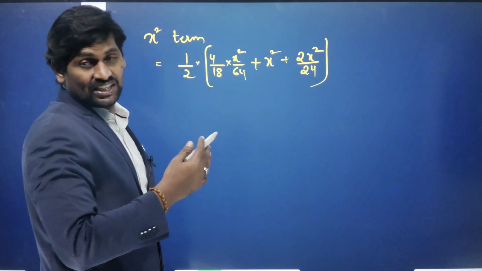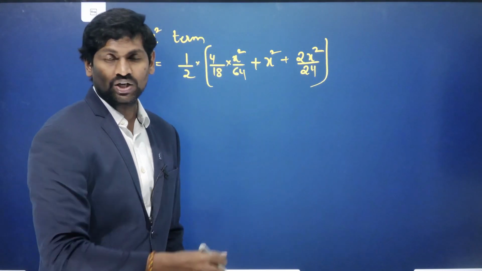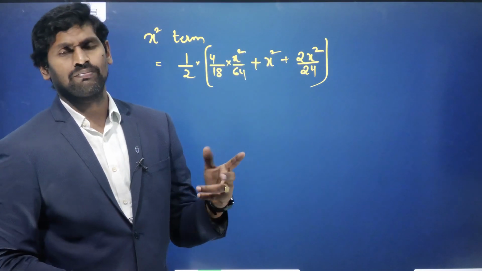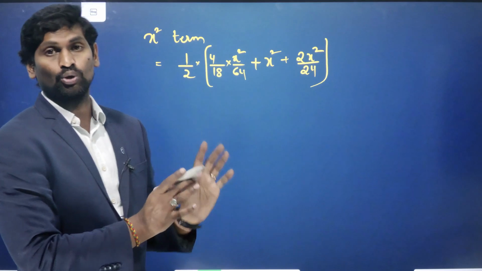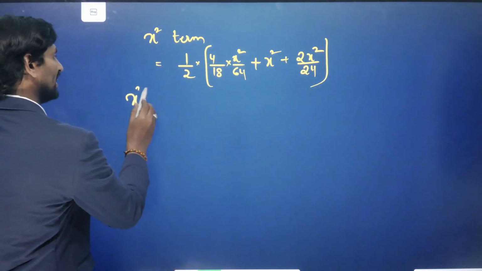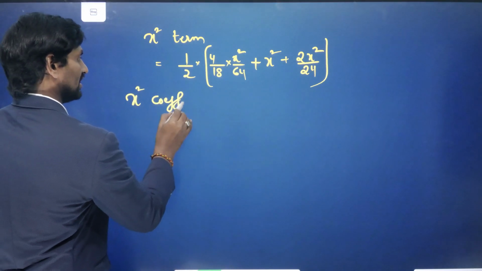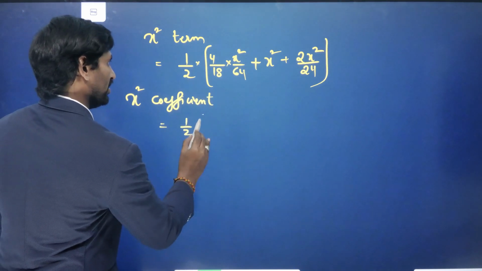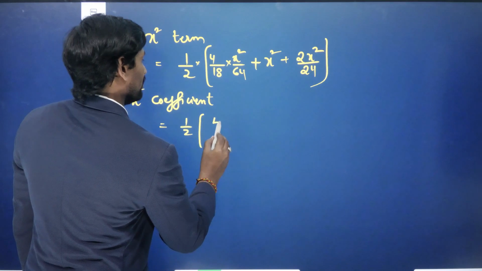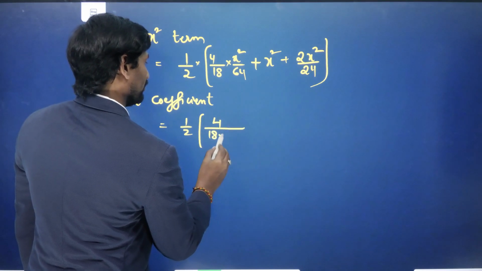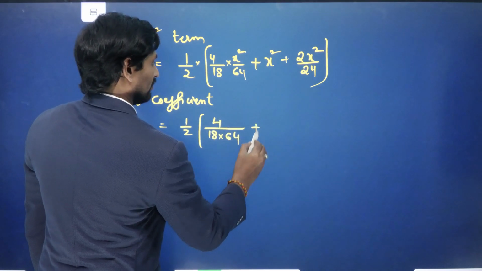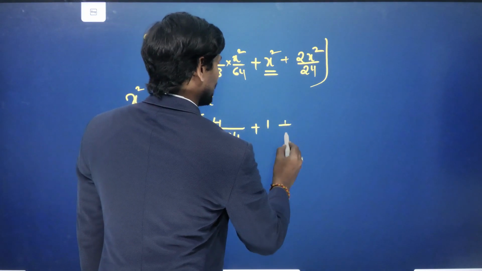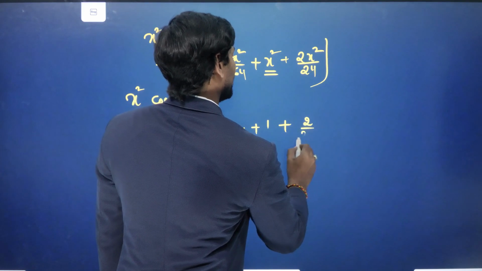So all our x square terms only, we can take x square as a common term, or we can leave it, because we need only x square coefficient. Now I am writing x square coefficient, that is equals to 1 by 2 into, in the first one 4 by 18 into 64. From the second term, there is not anything, so 1 will be there. And the last one 2 by 24.